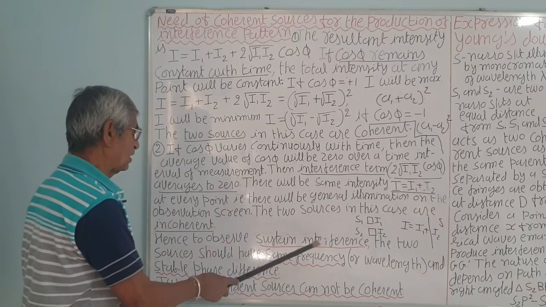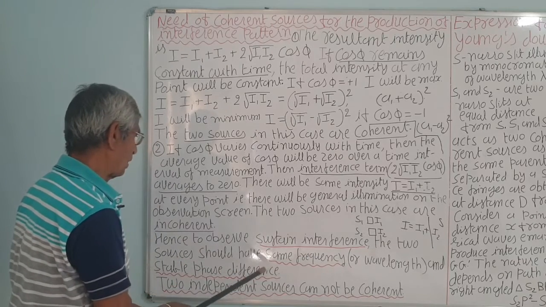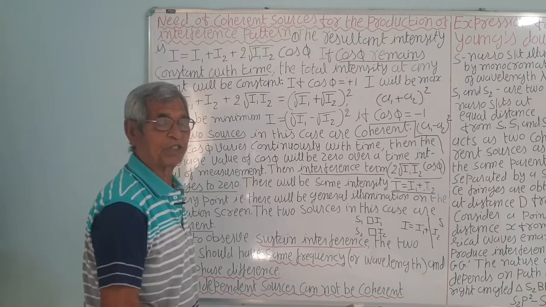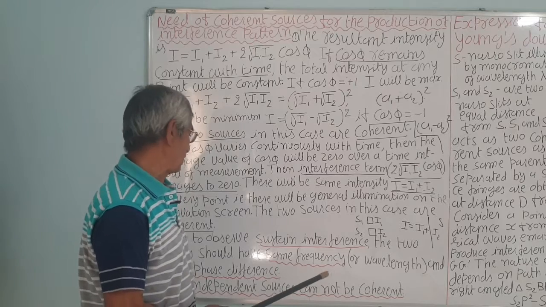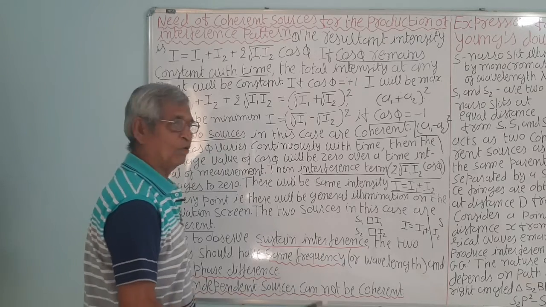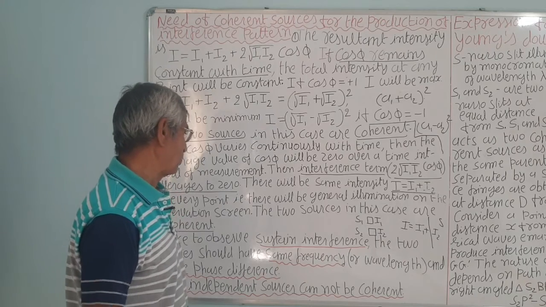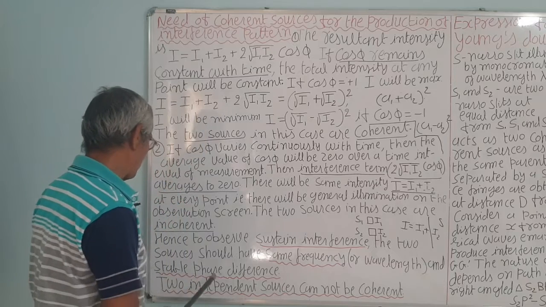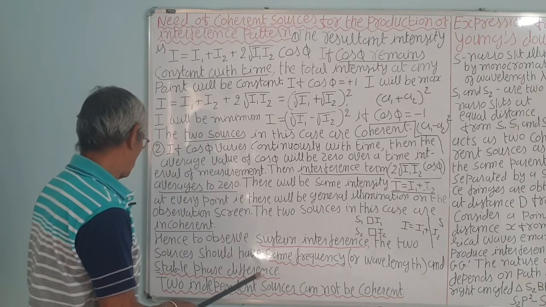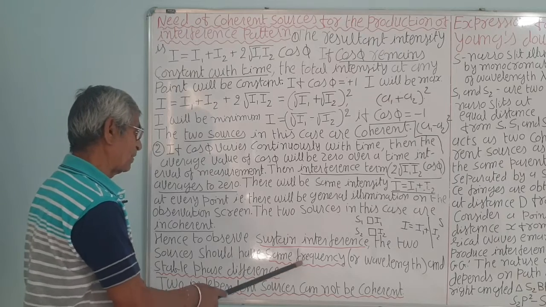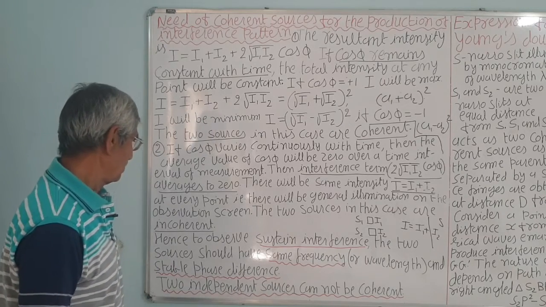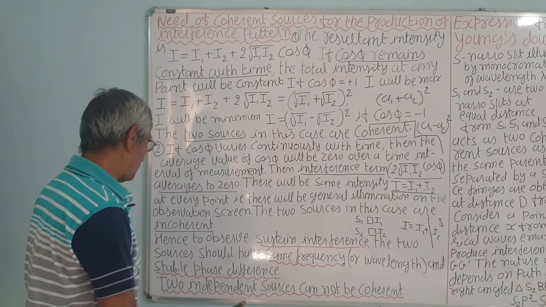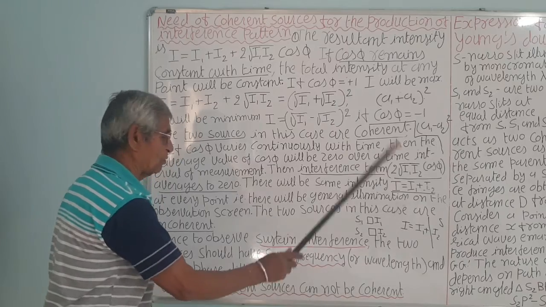Hence, to observe sustained interference, the two sources should have the same frequency. Even for a sustained interference, we need the amplitude also to be the same, so that there will be a contrast between the maximum and minimum. Correct? Amplitude will be 0 when there is destructive interference, and amplitude will be double when there is constructive interference. And there must be a stable phase difference. That is the condition: the same frequency, a stable phase difference, and the amplitude should also be the same. Two independent sources cannot be coherent.